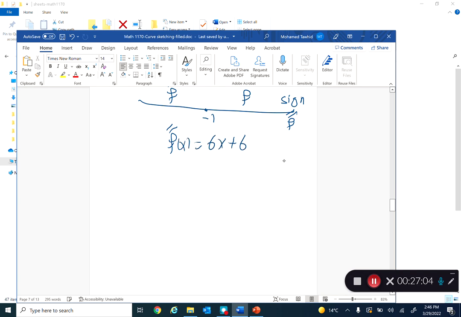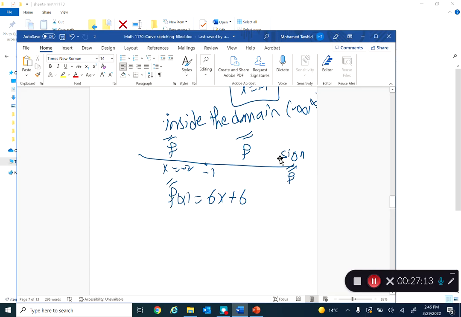So before -1, take x equal -2. If I take x equal -2, what is the sign of your second derivative? Replace x by -2: 6 multiplied by -2 gives -12, and -12 plus 6 gives a negative number. So here my second derivative is negative, which means the graph is concave down.